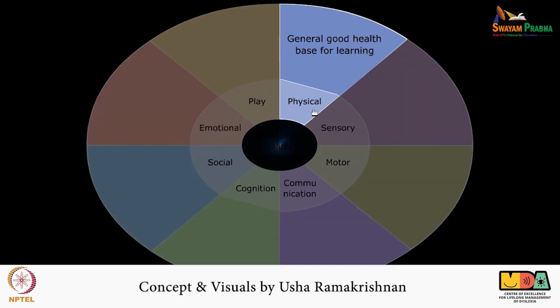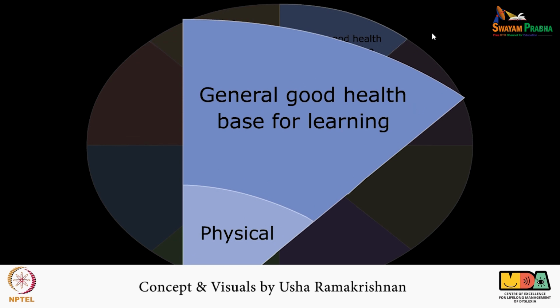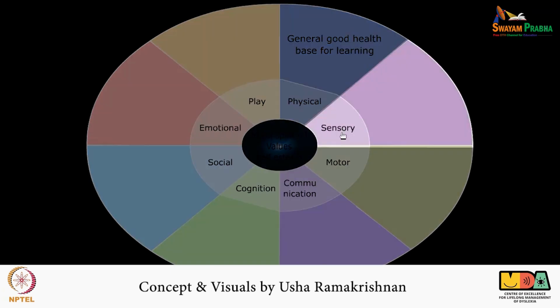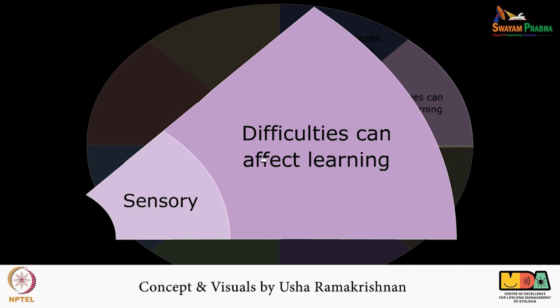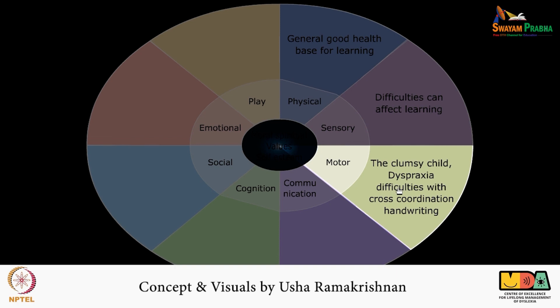Physically, this is required. General good health is a base for learning. If my child is not healthy, I cannot even begin to start teaching him. Let's see why sensory areas are involved. Remember, if the child has difficulty, it can affect learning, not being able to see. There is a whole thing called the Irlen lens, where children see visually very differently, and they may have perceptual problems.